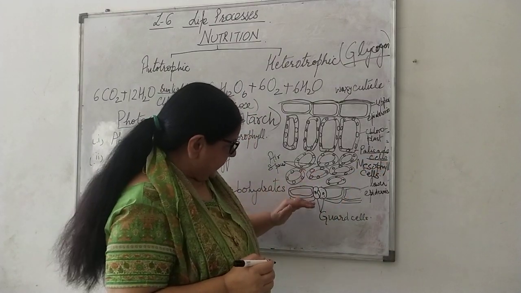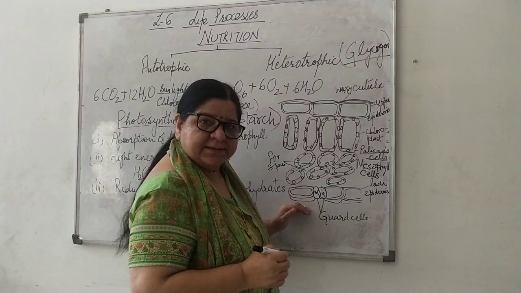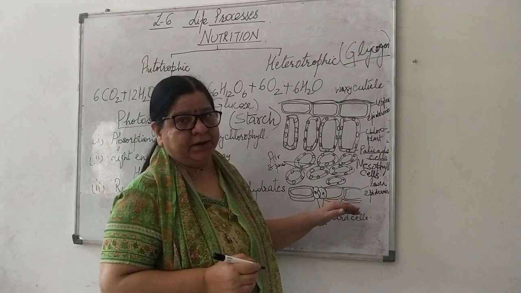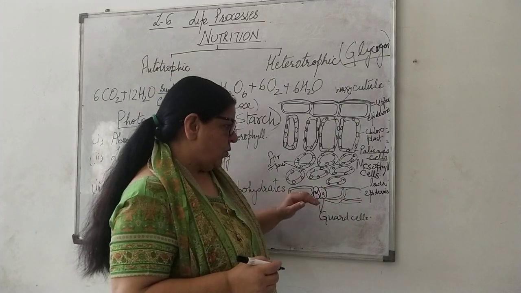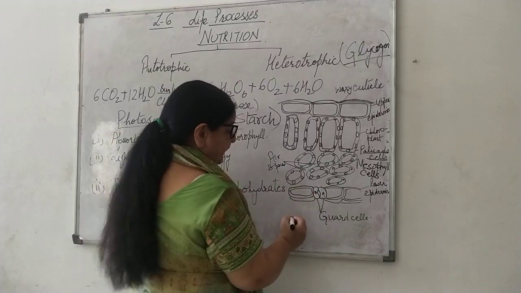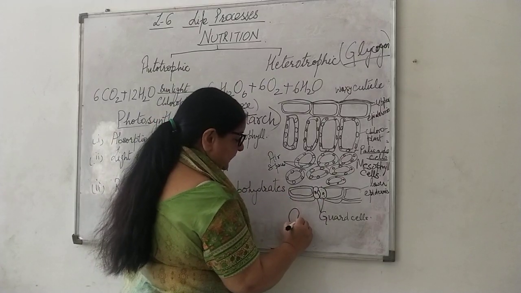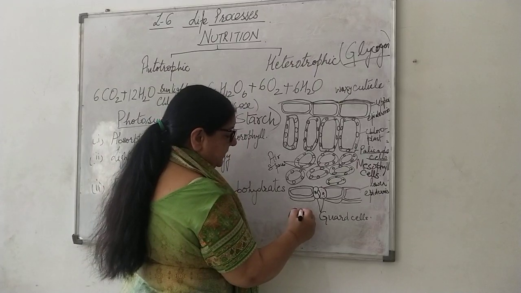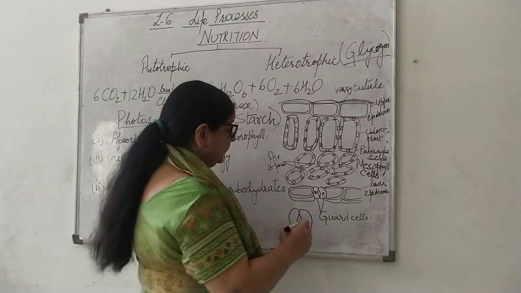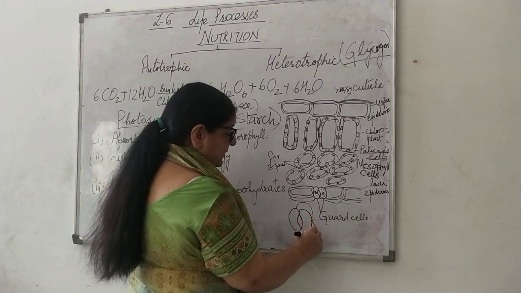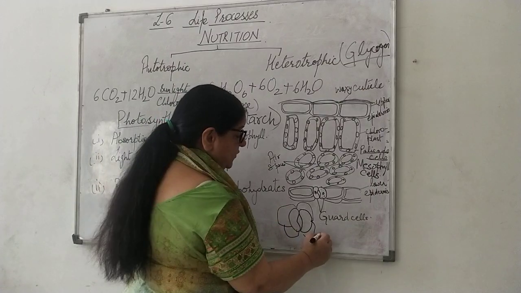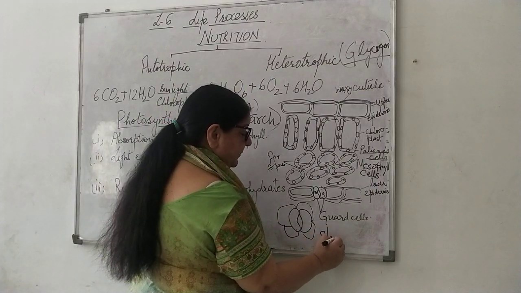Right? And below these, the lower epidermal cells are present. They also have a layer of cuticle. Now, in these lower epidermal cells, you can see kidney shaped or bean shaped guard cells present. And these guard cells, along with the epidermal cells, form what is known as stomata.